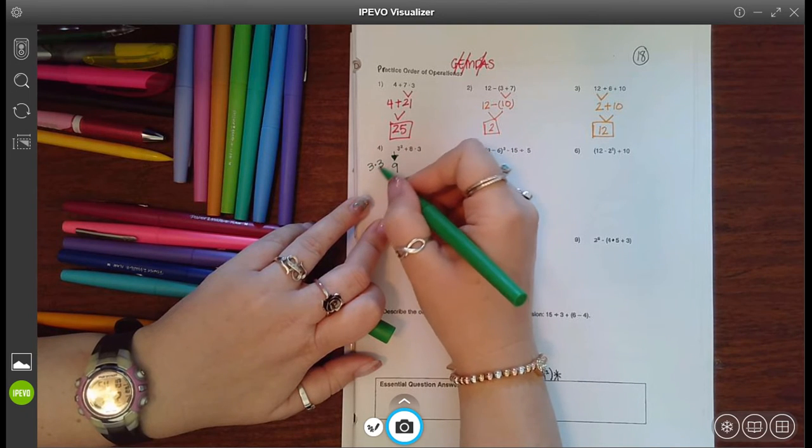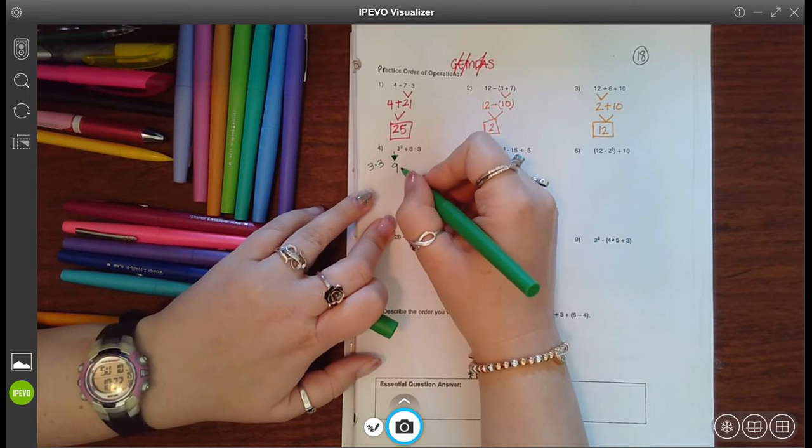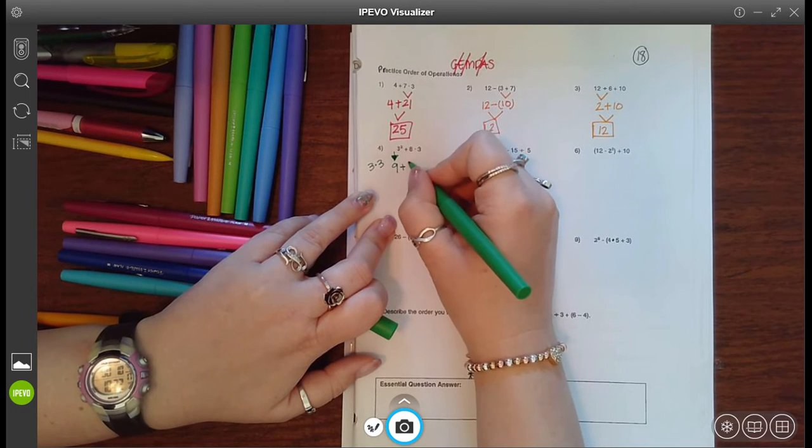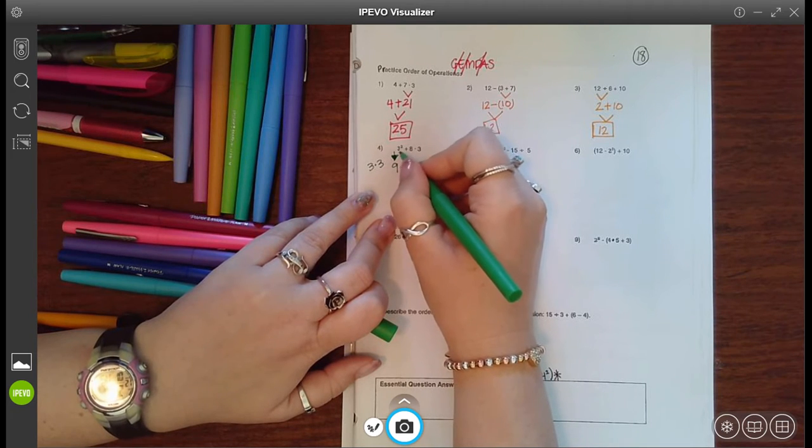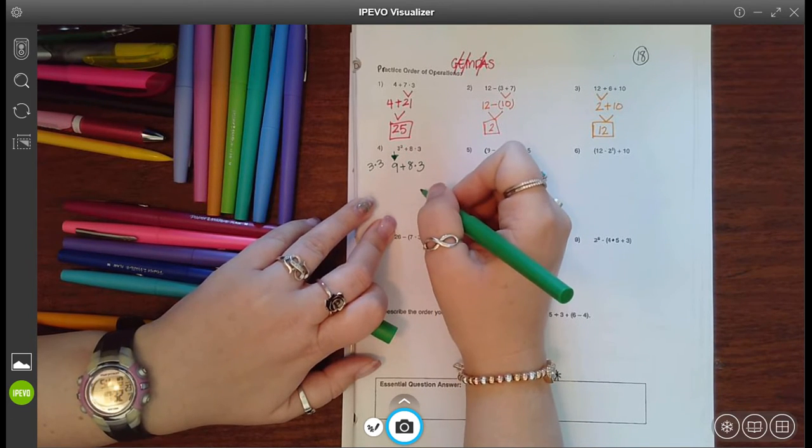Sometimes it helps just to write that off to the side, because if you see 3 times 3, you're more likely to put the correct answer of 9. Okay, now bring down the plus 8 times 3. So I just brought down the exponent. I simplified 3 squared to 9, and I brought the other stuff down.